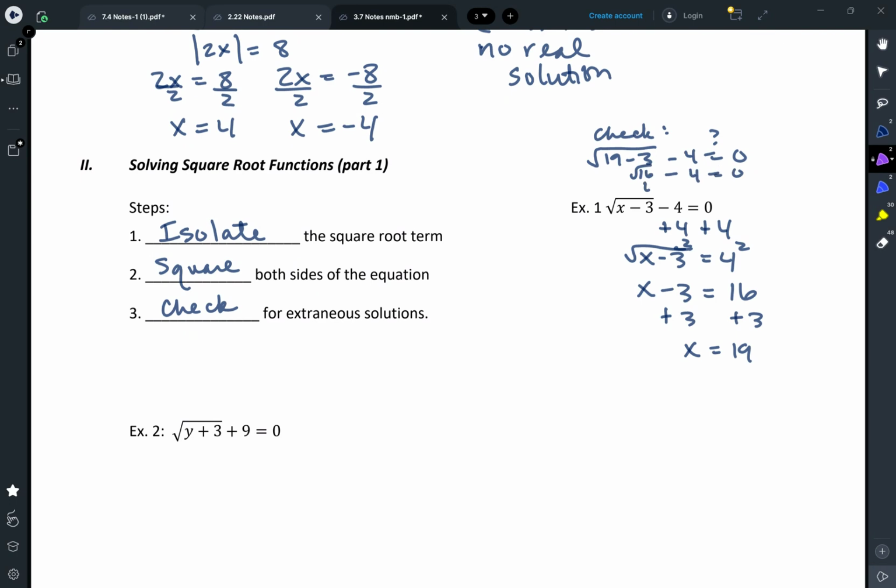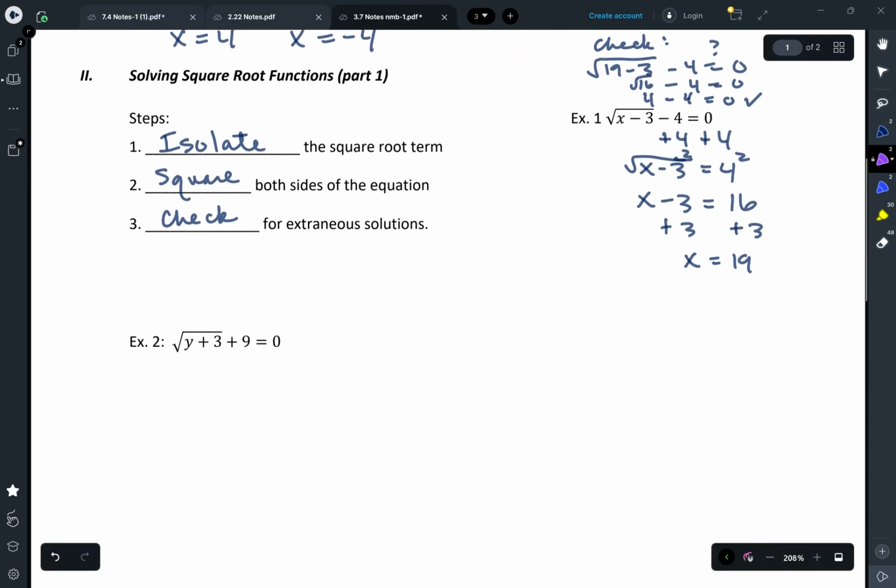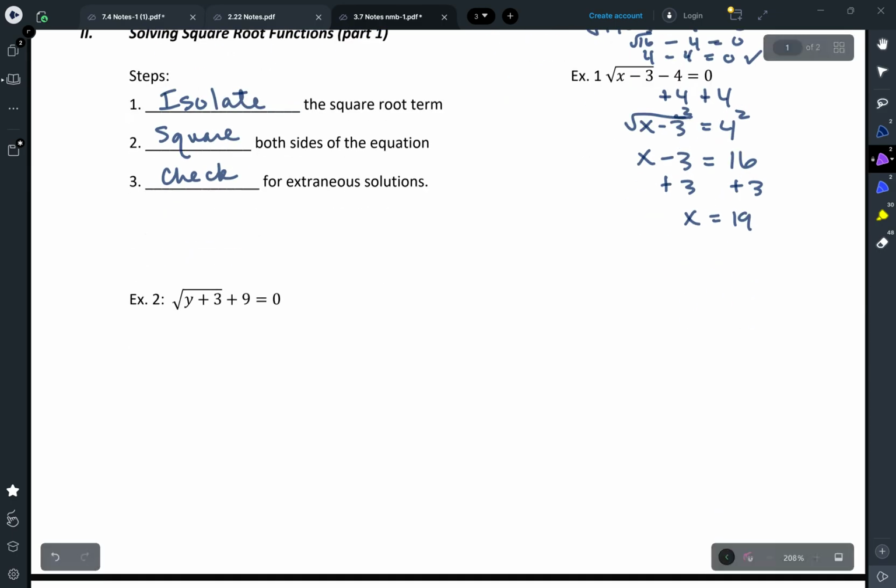And the square root of 16 is 4. So 4 minus 4 does equal 0. So you're going to go ahead and try example 2. Actually, you know what? We're trying example 2 together. This is a weird one. Let's go ahead and subtract 9 on both sides. So now I have a square root of y plus 3 equals negative 9.